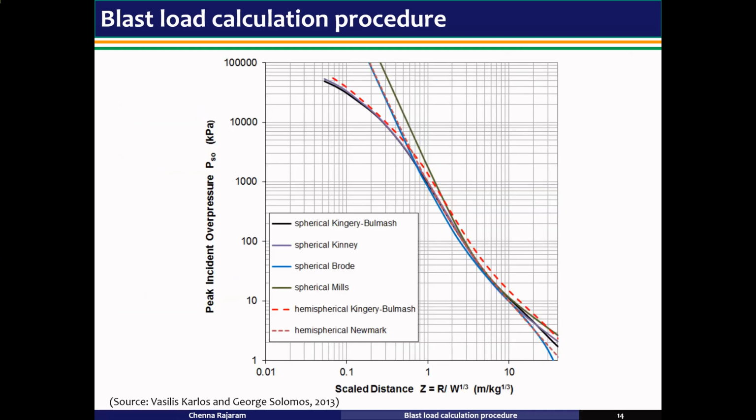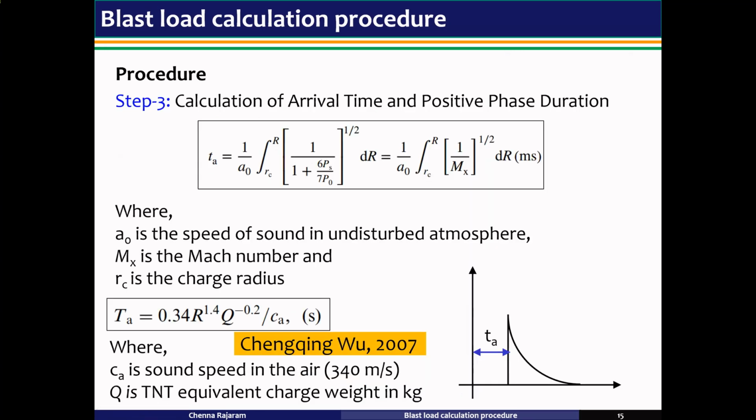Here, a graph is drawn between scaled distance and the peak incident overpressure for both air blast as well as surface blast. Step 3, the calculation of the arrival time and the positive phase duration. The equation is given here, where A naught is the speed of sound in the undisturbed atmosphere, Mx is the Mach number, and rc is the charge radius.